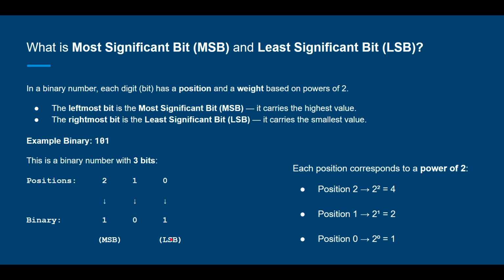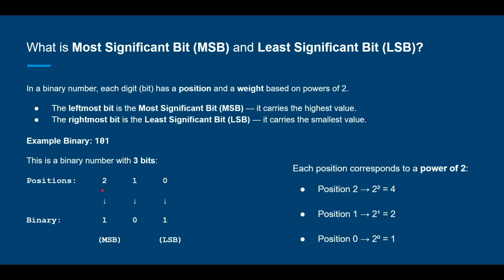This is what happens whenever we talk about the binary number system: each digit, called a bit, has a position. These positions are MSB, LSB, and the middle one is the normal one. Just think about what MSB and LSB are, and these are the positions we have. Let's suppose this is at position 0, then this 0 is at position 1, and this 1 is at position 2.